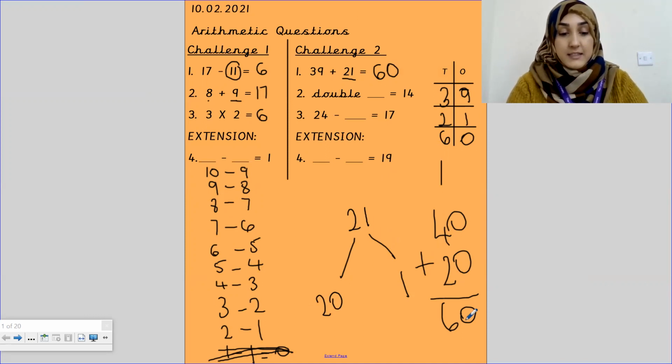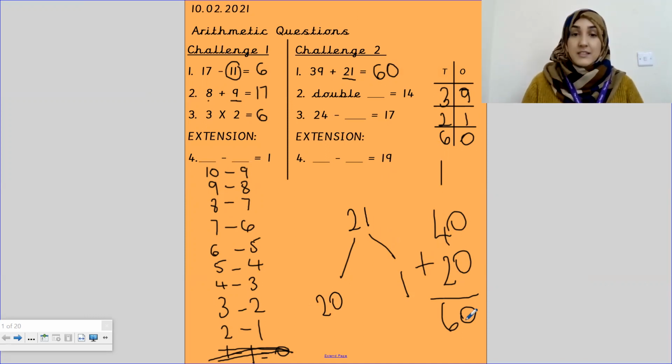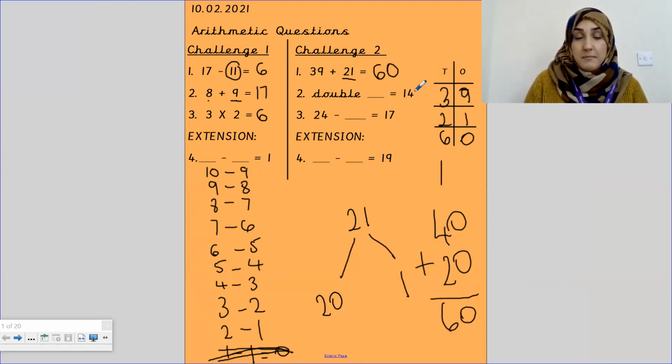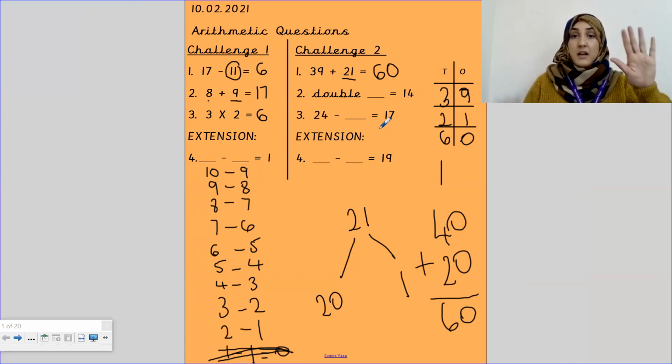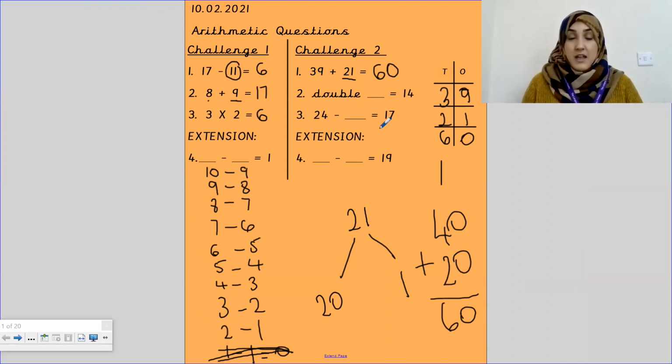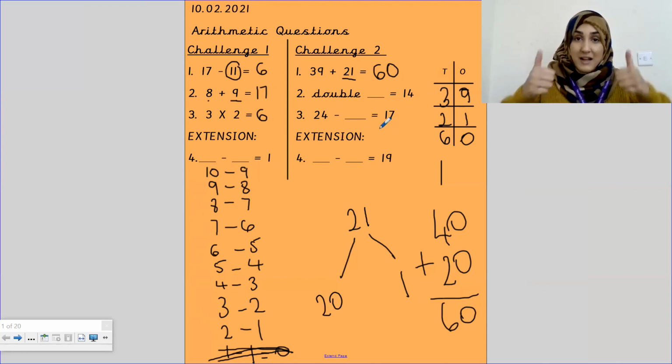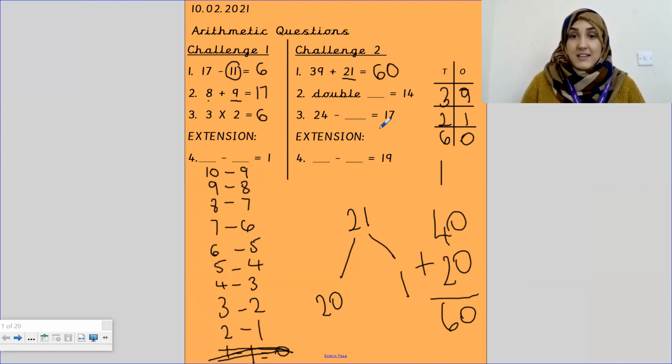Okay, let's now move on to the second question, which is double something equals 14. Now, I know that double 5 equals 10. And I know that double 6 equals 12. What does double 7 equal? Well done, 14.